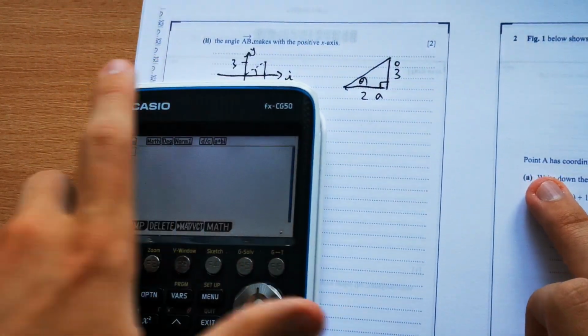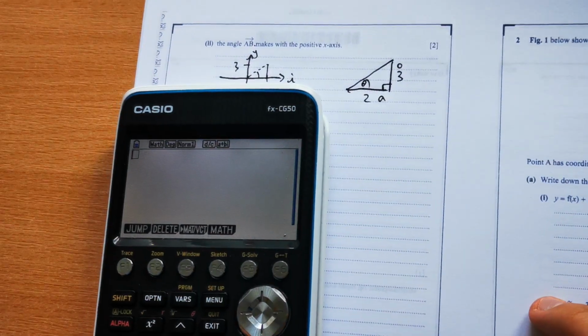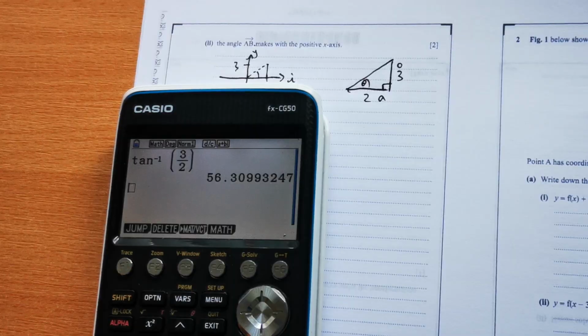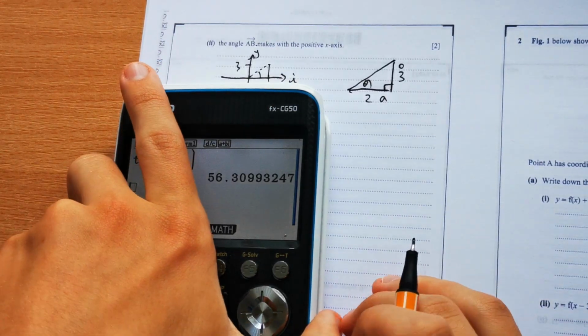Let's move this up. Okay. Can you see the screen? Good. Tan to the minus 1 of 2 over 3. Nope, it's 3 over 2, isn't it? Is equal to 56.3099. Now we give our answers to 3 significant figures. So 56.3.